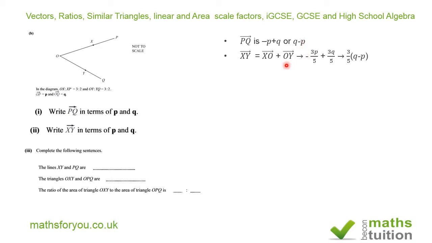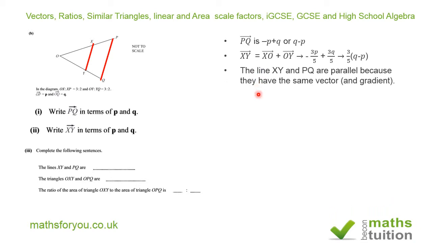And then straight away, we can see that Q minus P is a multiple, so we can see that PQ is a multiple of XY. Vector PQ is a multiple of vector XY. It says the lines XY and PQ are parallel. They are parallel because they have the same vector, and PQ is a multiple of XY. So the lines XY and PQ are parallel because they have the same vector and hence the same gradient. Okay, so they're parallel.